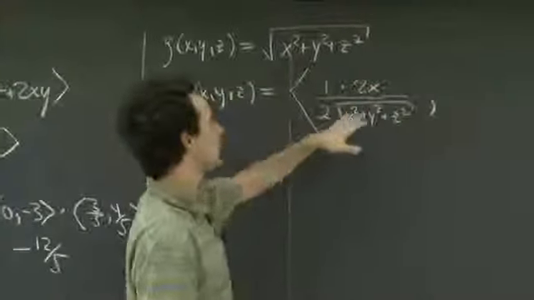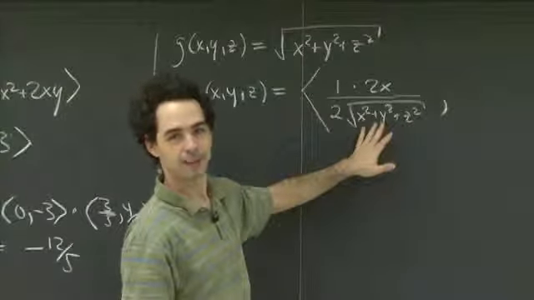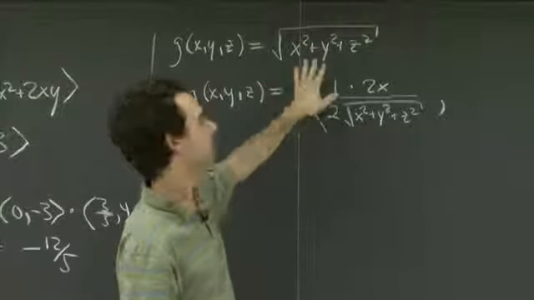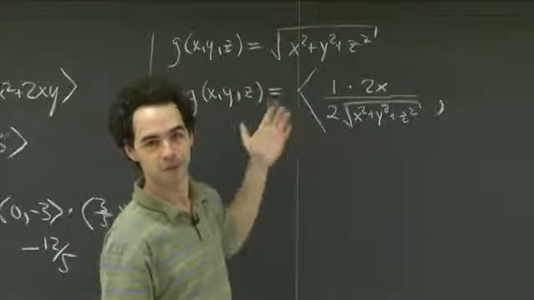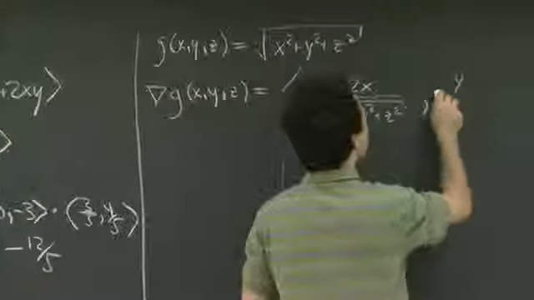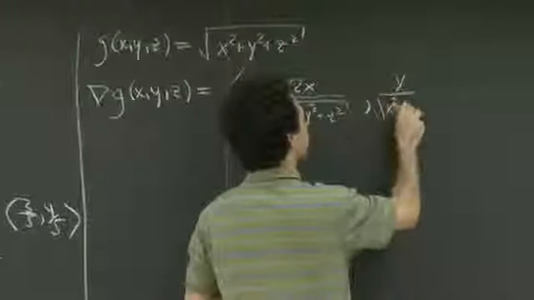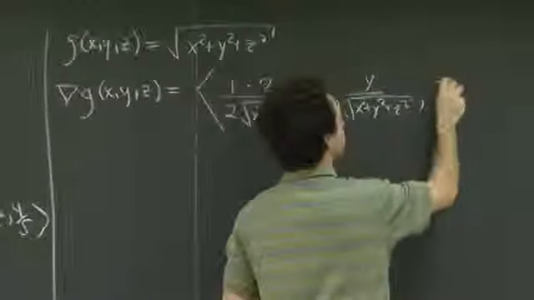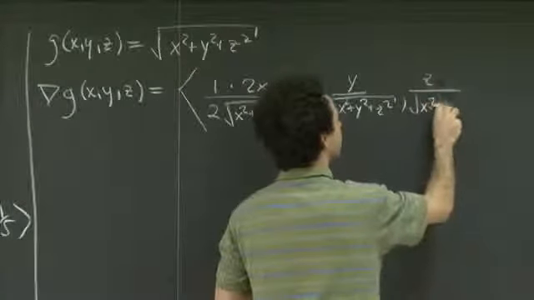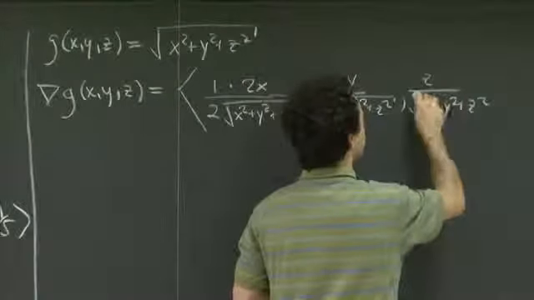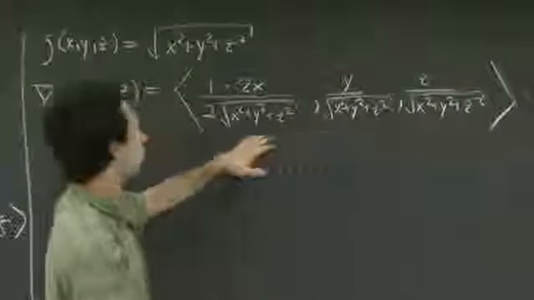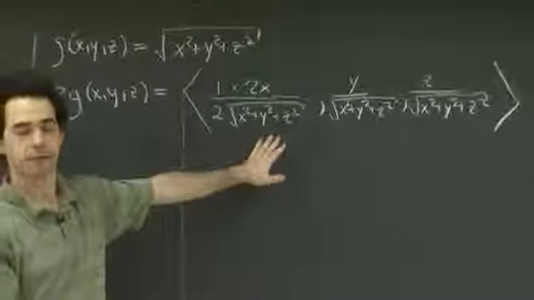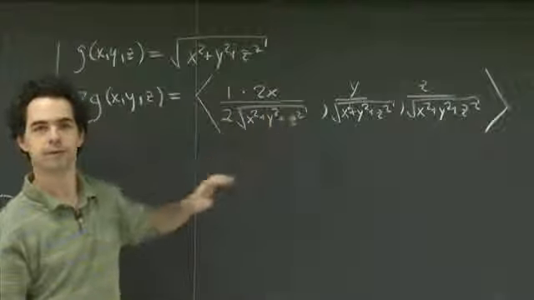OK, so the 2's cancel, and that's x over the square root of x squared plus y squared plus z squared. And similarly, this is a nice symmetric function, and if I changed x and y, it's the same. So the other partial derivatives look very similar. They're going to be y over the square root of x squared plus y squared plus z squared, and z over the square root of x squared plus y squared plus z squared. Sorry, that's a little bit of a long formula there, but there we have it. That's the derivative. Sorry, not the derivative. That's the gradient, the vector of partial derivatives.